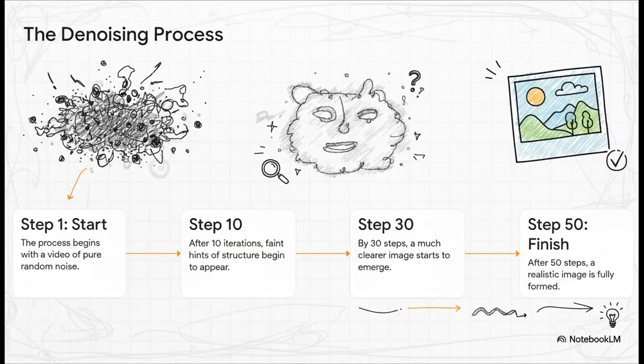And what's so cool here is you can actually see it happening. We kick things off with total randomness, right? That old TV static. But after just 10 little steps of this denoising, you can start to see something, little hints of a structure. As the model keeps working, the image gets clearer and clearer until, bam, after about 50 steps, a fully formed, realistic picture has emerged from nothing.